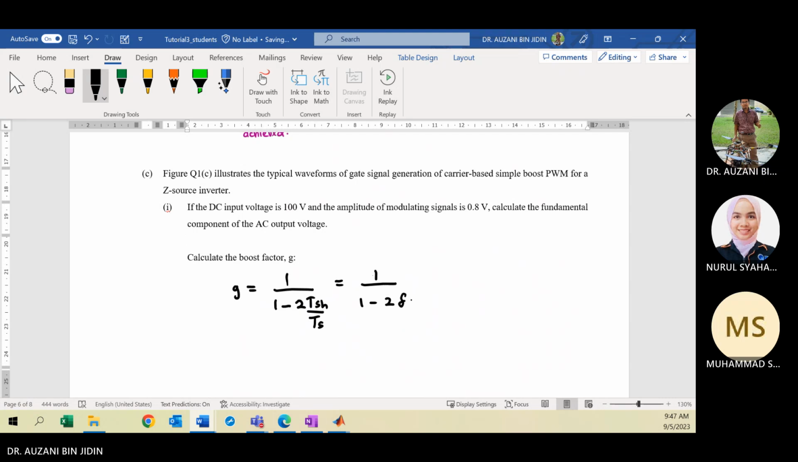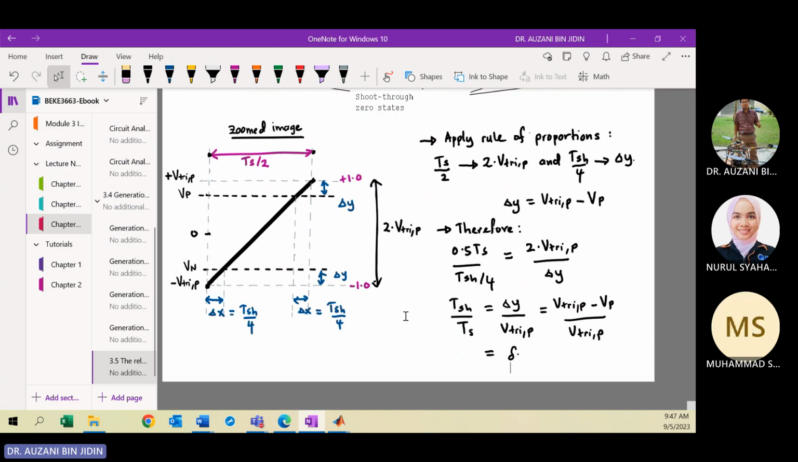So actually delta is shoot-through period divided by sampling period. So from here you can get what value? Delta. How to calculate the delta? You need to refer to this one. That is the purpose why we need to derive this equation, and we try to relate delta and VP and VN.